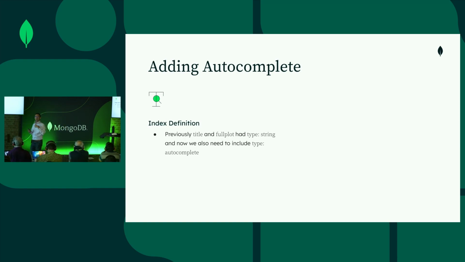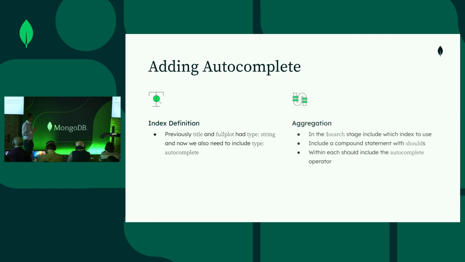You can add more fields in that search index. So in addition to the individual fields of type string, we are also going to add title and full plot as autocomplete. And in the aggregation queries, we're going to keep calling that index with a name, not the default index. And instead of just a regular single query, we are going to do a compound query.